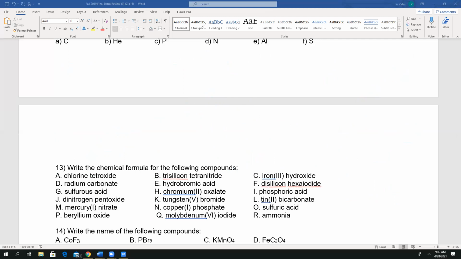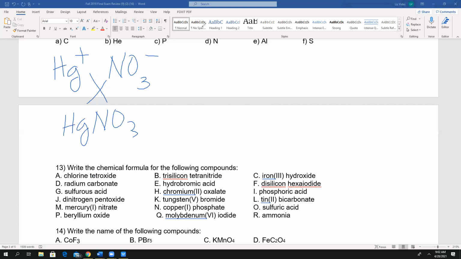Okay, so mercury 1 nitrate. Mercury 1 is Hg plus, right? Nitrate is NO3 and it's negative. So crossing, you do not have a difference. It's just HgNO3. The next one after that is sulfuric acid. So ic comes from ate. Remember that? So sulfuric means that you have the sulfate. Crossing is H2SO4.